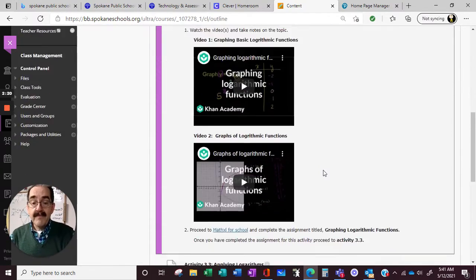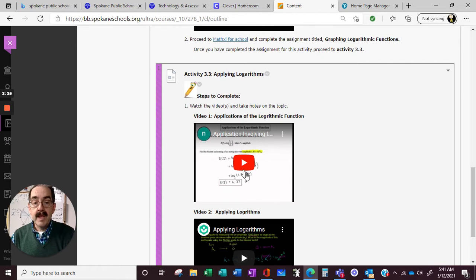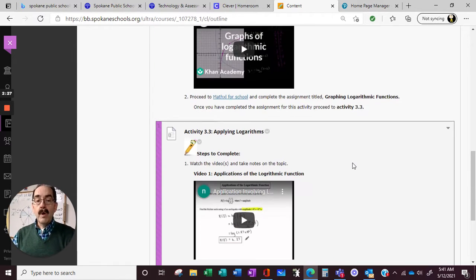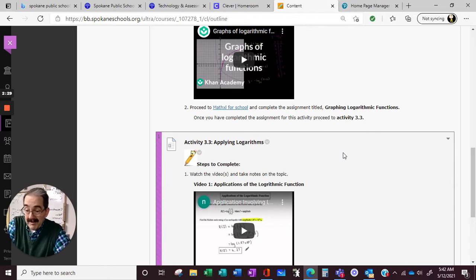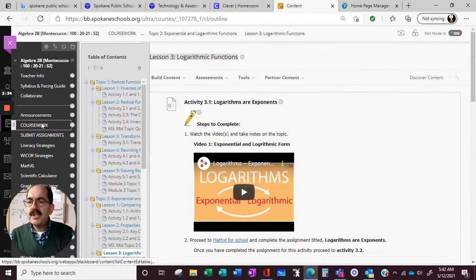and then we graphed them. That was a little bit of last week. Now we need to apply them. Applying a logarithm: what does a logarithm do for us to help us solve problems? And the cheat sheet.